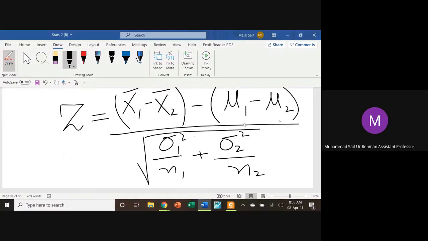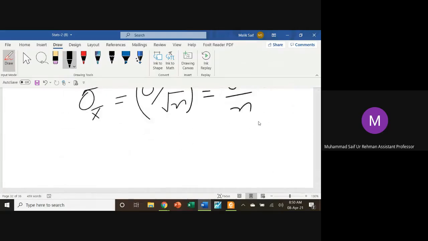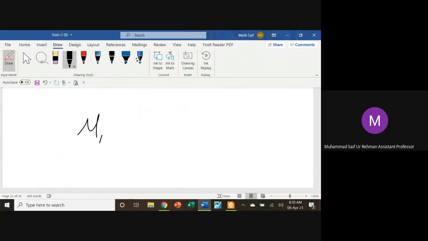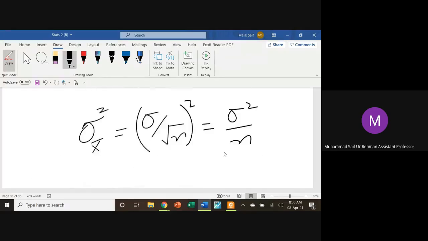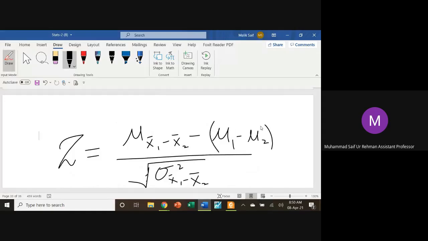Basically, we are saying that mu1 is equal to mu2. So if you are going to construct the null hypothesis, mu1 is equal to mu2, and you are going to say that there is no difference between means, that will mean that mu1 minus mu2 is equal to 0. So in all cases, when mu1 is equal to mu2, this term will become 0.